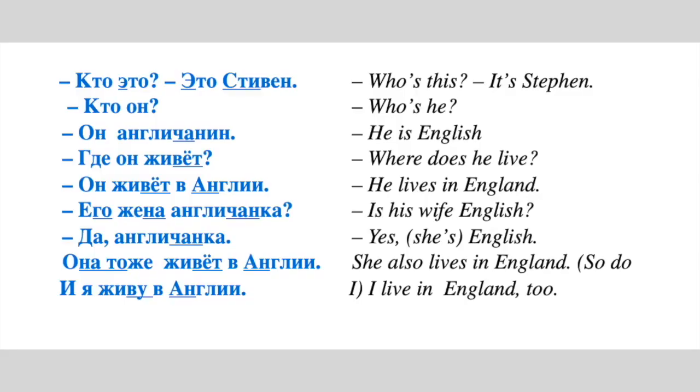Okay. Who is this? This is Steven. Who is he? He is English, or an Englishman. Where does he live? He lives in England. Is his wife English? Yes, she is English. She also lives in England. So do I. I live in England too.